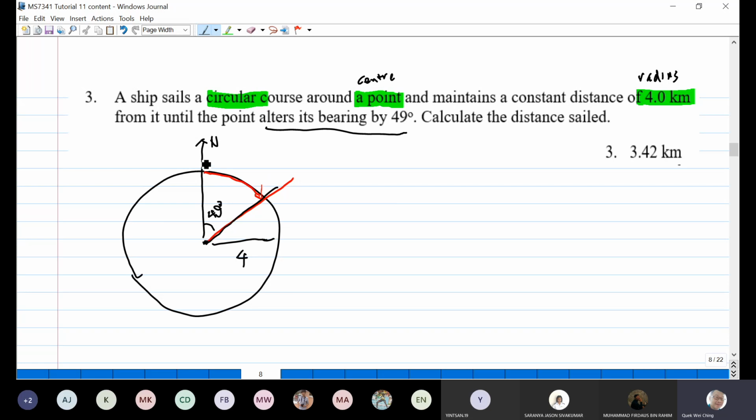All right, so this is the ship here. Move from this point to here. A 49 degree change in bearing. So what this question is actually asking is how much distance is sailed. Find how much distance is sailed here. Basically, I want this distance.